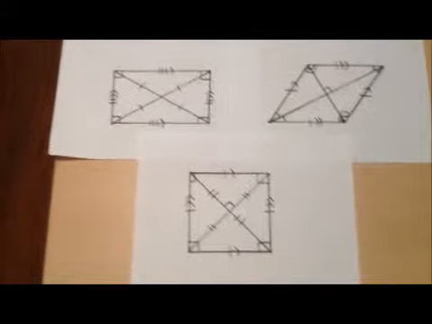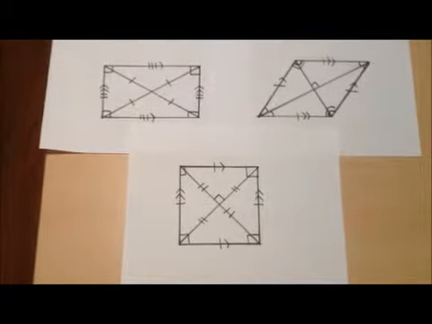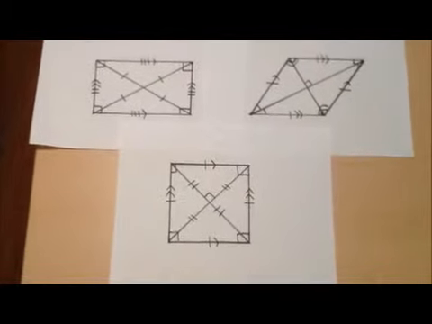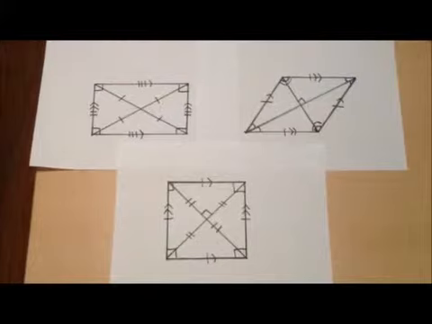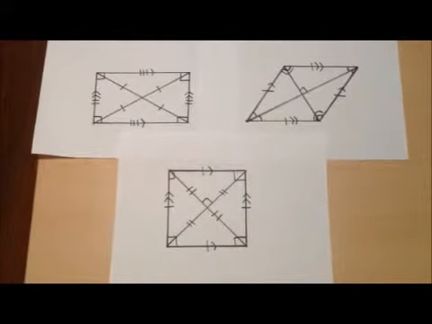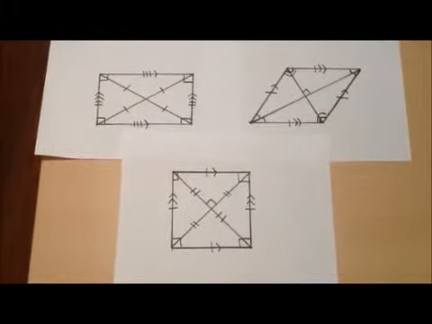And a square is a combination of rectangles and rhombuses. And finally, since all of these shapes are parallelograms, they all have the properties of parallelograms. There are some common misunderstandings about these shapes. A square will always be a rectangle and a rhombus, but a rectangle may not always be a square, and the same applies for a rhombus. The rhombus may not always be a square.